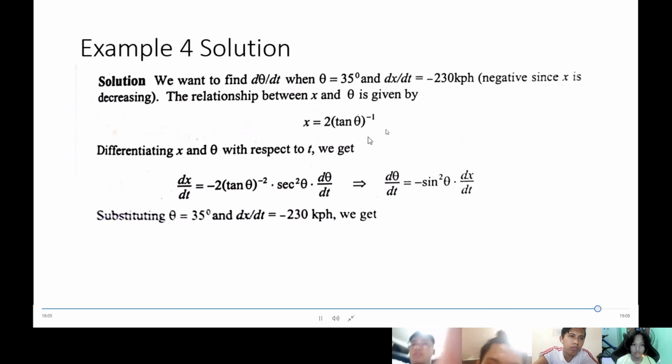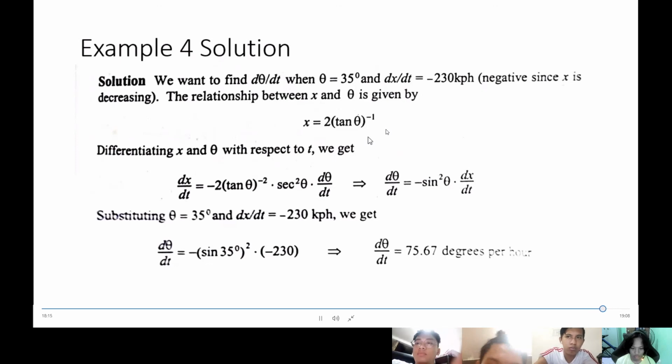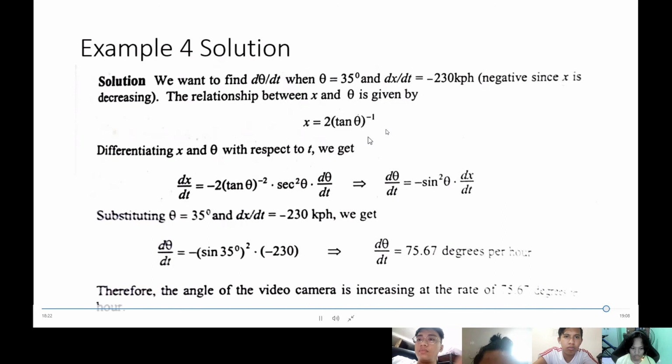Substituting all the given, we have 35 degrees for theta and dx over dt as negative 230. We have now negative sine 35 degrees squared multiplied by negative 230. Our answer for d theta over dt is 75.67 degrees per hour. Therefore, the angle of the video camera is increasing at the rate of 75.67 degrees per hour.